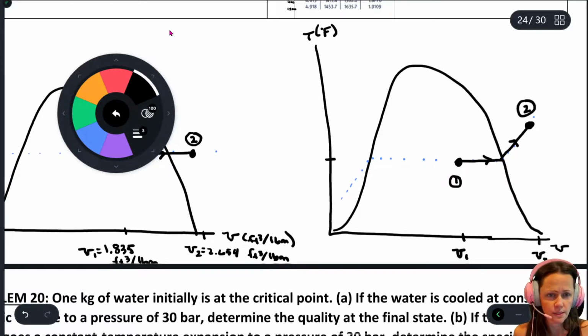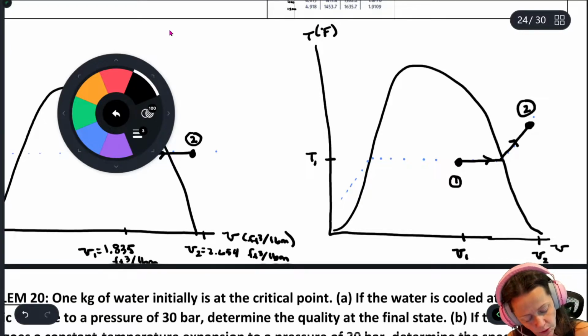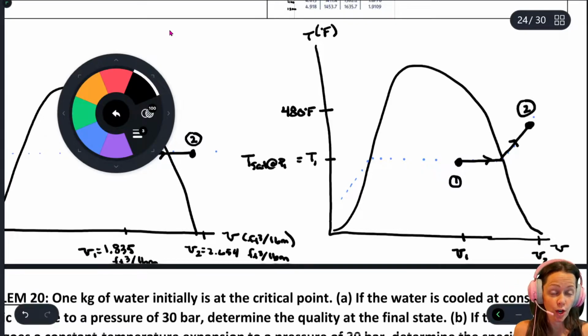T1 was not given to me, so I do need to look that up. And then T2, of course, was 480 degrees Fahrenheit. So T1, well, it was saturated, right? So this is going to be T-sat at P1 because it's the only possible pressure or temperature that I could be at and be saturated.